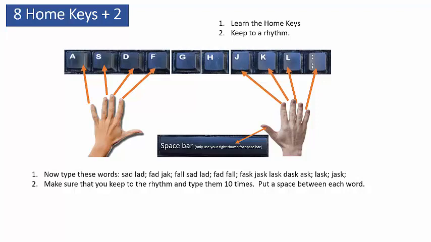Try to keep some sort of rhythm, but since you're trying to think out where the letters are, don't worry too much. Now, the next thing is to try and put a space between each word. Type out those words, put in the space. Don't worry if you're very slow. You're just learning the home keys now. Let's move on.